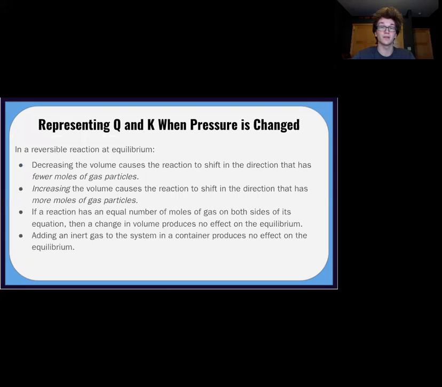From this, we can remember these rules. Decreasing the volume causes the reaction to shift in the direction that has fewer moles of gas particles. Increasing the volume causes the reaction to shift in the direction that has more moles of gas particles. In addition, if a reaction has an equal number of moles of gas on both sides of its equation, then a change in volume produces no effect on the equilibrium because the system cannot shift to change the total number of molecules. Similarly, adding an inert gas to the system produces no effect on its equilibrium because it does not react with any of the particles.